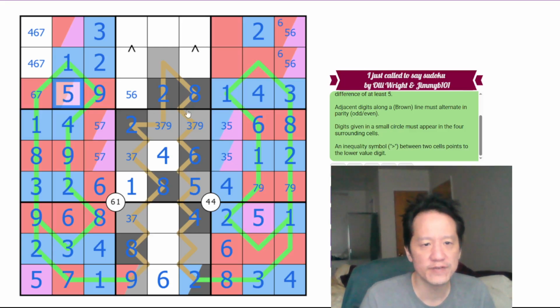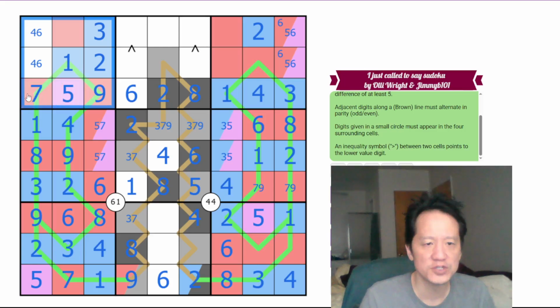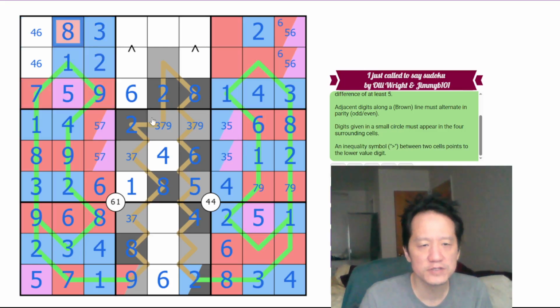This must be a 5, which makes this a 6, which makes that a 7. So this is the pink, which means this can't be pink. These can't be 7 anymore. What's the last digit in this box? It must be an 8. So this is an 8.